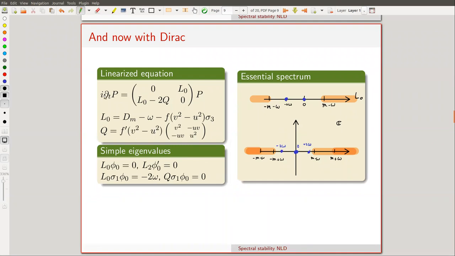The first thing you can do is to linearize the equation in exactly the same way, only keeping in mind that our spinors already had 2 components. So now if we split again into real part and imaginary part, we will have 4 components in total. But if you look at it, it will have blocks that are very similar. I call this one L0, the Dirac operator: you subtract the frequency they oscillate with, and then you have the mass. The components of phi 0 are traditionally called V and U, so you subtract this quantity times sigma 3.